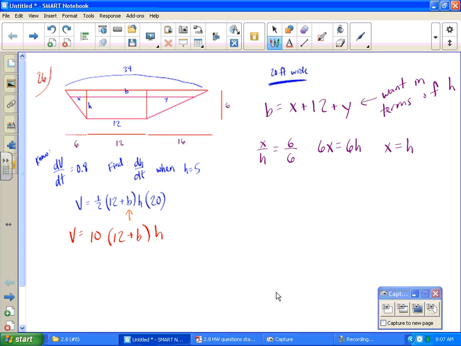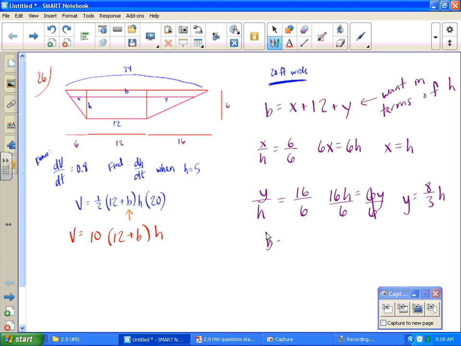Does someone have that similar triangle proportion set up? Yes? What'd you get? Y is to h as 16 is to 6. That looks good. Okay, so we went this side is to this side as the 16 is to 6. And then we would cross multiply, and then solve for y, so I would divide by the 6 there. So I get y is equal to 8/3 h. Does that look right? So then we can plug those into here.